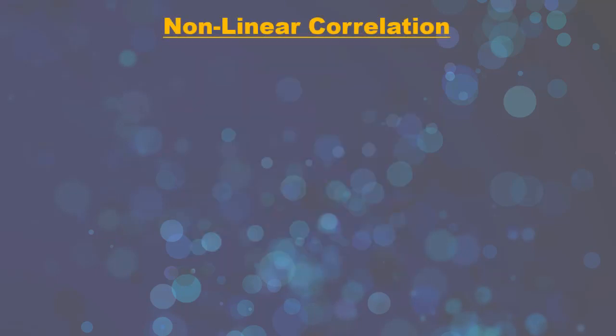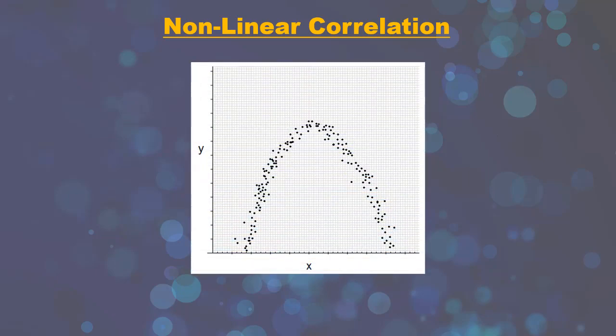And then for nonlinear correlation, there is a path that they're following, but it's not a straight line. So, for example, here we have a nonlinear correlation where the points are following a parabolic path. It doesn't just have to be this shape, though. It could be many different nonlinear paths. They just will follow a curve of some sort instead of a straight line.